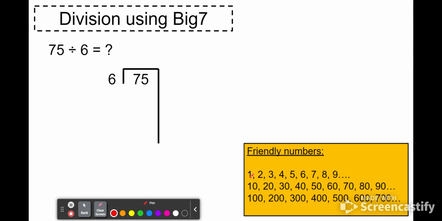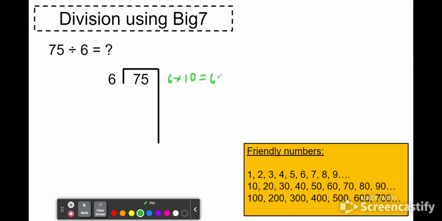So let's try 6 times 1. Let's start with the first friendly number. 6 times 1, well, that's 6. That's nowhere near 75. So let's hop down here to our 10s. Let's try 6 times 10. Well, 6 times 10 is 60. That's pretty close to 75. So I'm going to go with that one. Over here, I'm going to write my equation, which is 6 times 10, and then I am going to write the answer to that, which is 60.